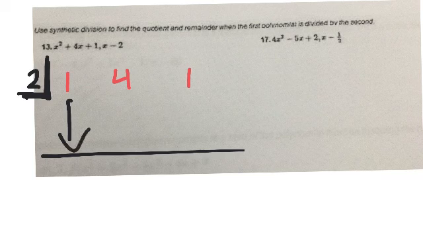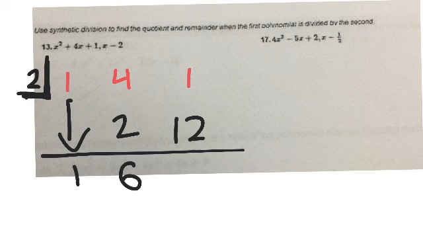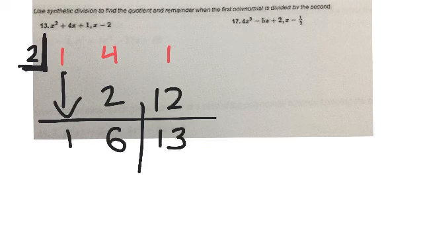We bring the first term down. It becomes a 1. Then we multiply. So 1 times 2 is 2. And then we combine. 4 and 2 is 6. And then we multiply. 6 and 2 is 12. And then we combine 13. Okay, this last term is our remainder of 13.